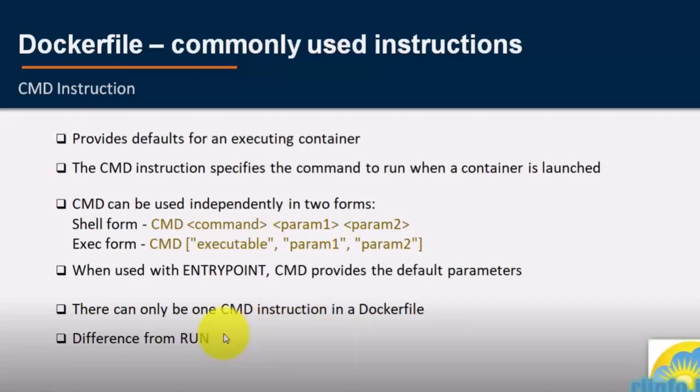While running the container, any command line arguments passed with the Docker run command will override all elements specified using CMD. Run actually runs a command and commits the result as an image. CMD does not execute anything at build time but specifies the intended command for the container. So that's the difference from run.